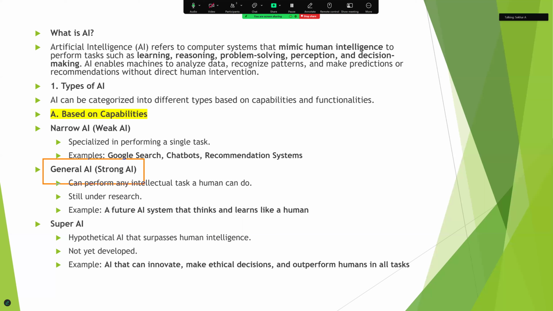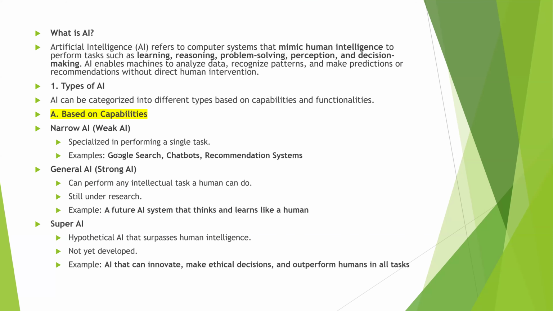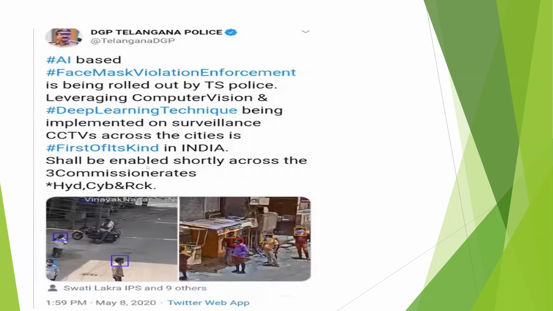Strong AI is still under research. They are still providing new things. An AI system thinks and learns like a human. So these are the types of AI.